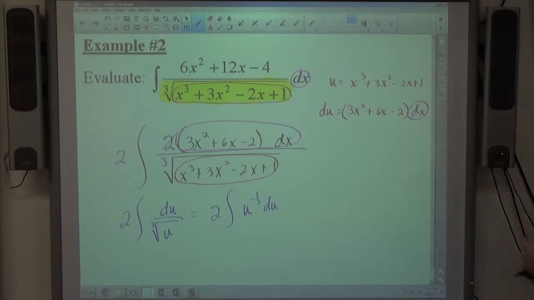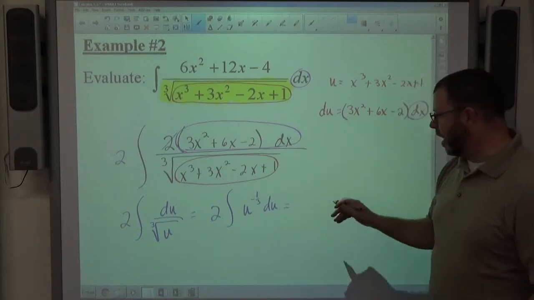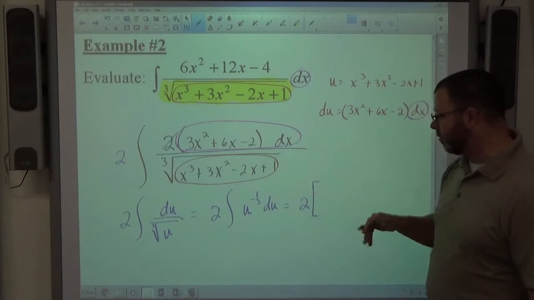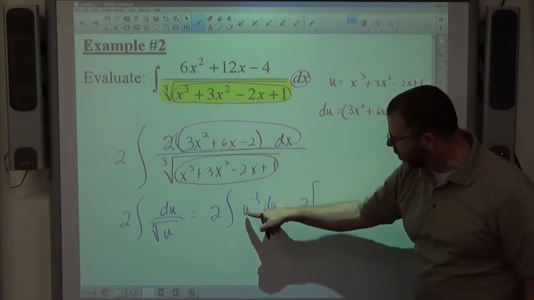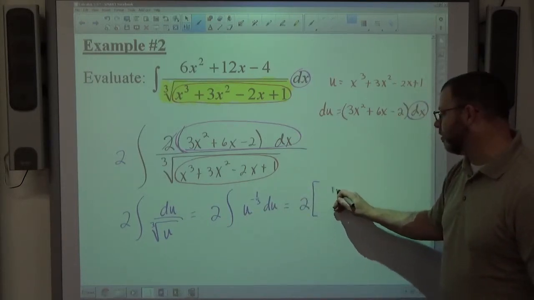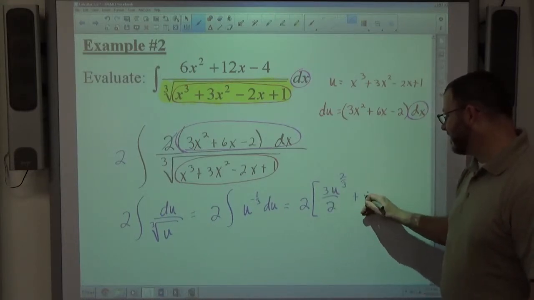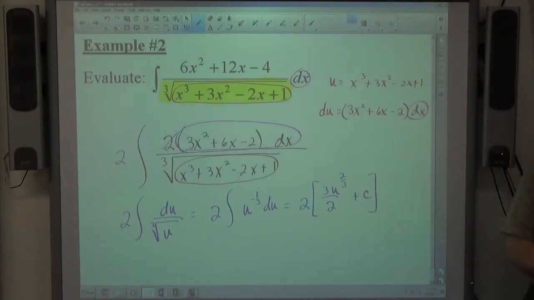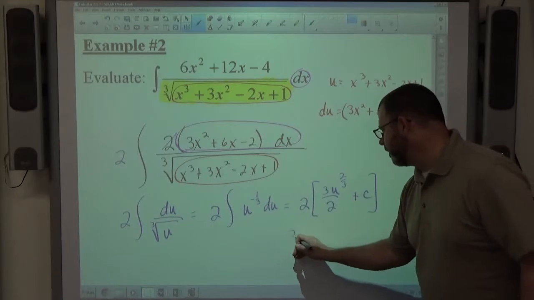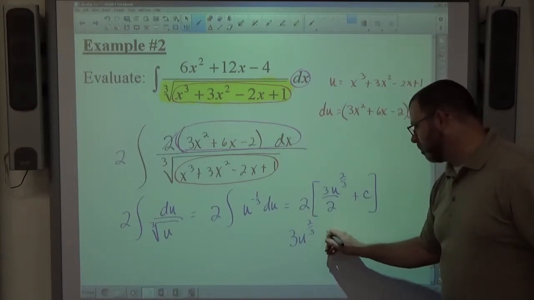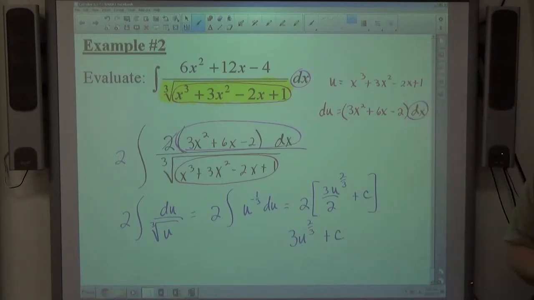And once I get a workable structure, now I'm going to anti-differentiate. So again, the 2 is just coming along. It's part of the answer, but it's not really affecting the answer at this point. U to the negative 1/3 antiderivative is u to the positive 2/3 times 3/2 plus c. If I distribute the 2 through there, I'm going to get 3u to the 2/3. Now this bothers people sometimes. I'm going to put plus c. Most people think that should be 2c. It could be 2c if you felt like it.